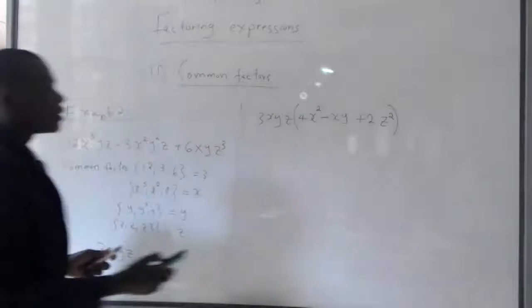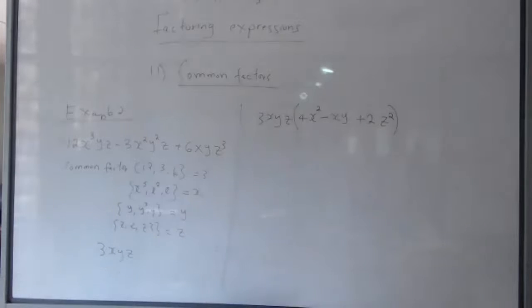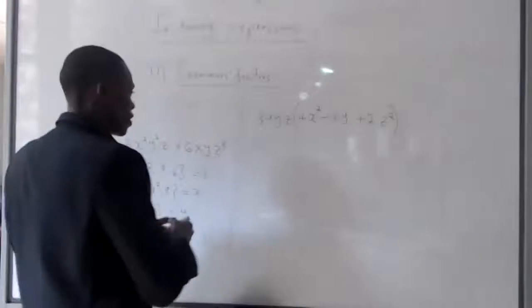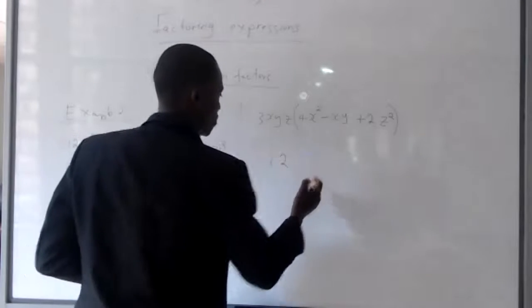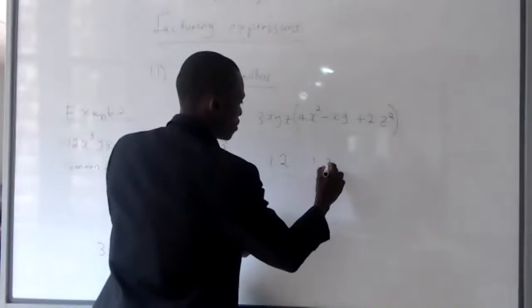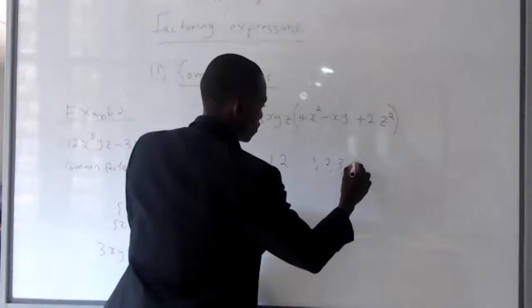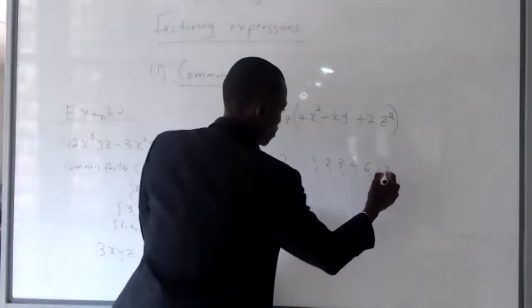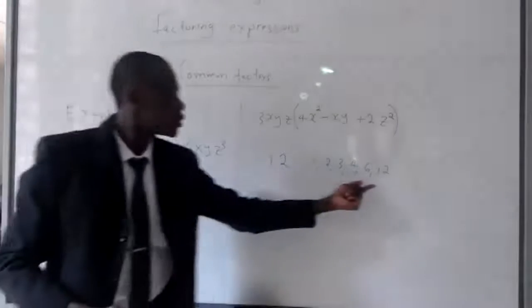Okay? So I have a question. How is 3 the largest common factor of 12, 3, and 6? Yeah, that's a very good question. The factors of 12 are simply the numbers which can divide 12. So 1, 2, 3, 4, 6, 12. These are the only numbers which can divide 12.